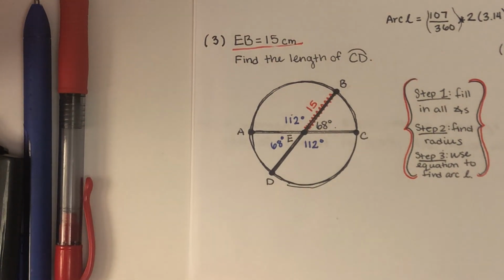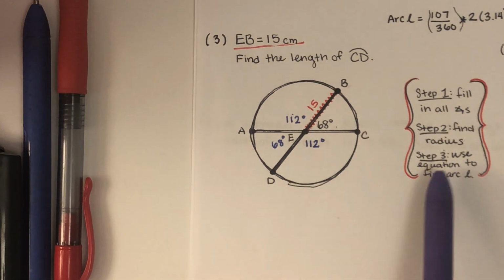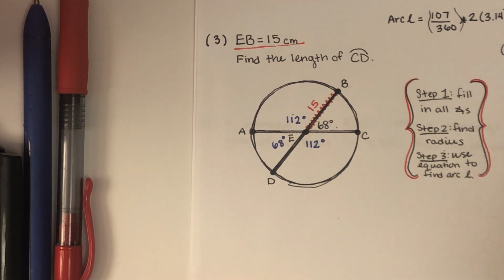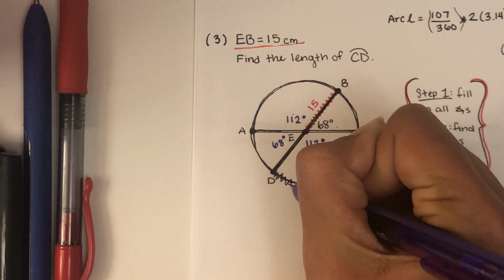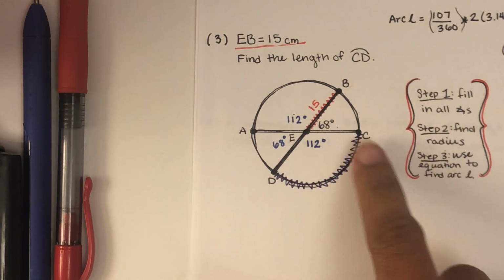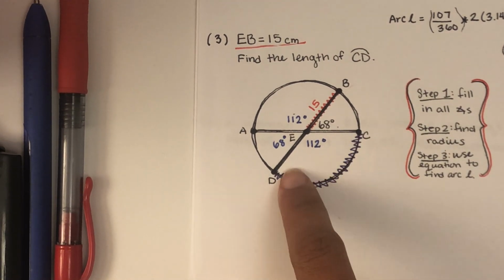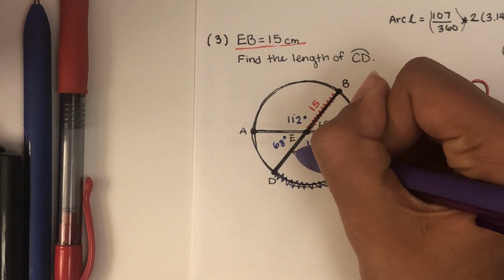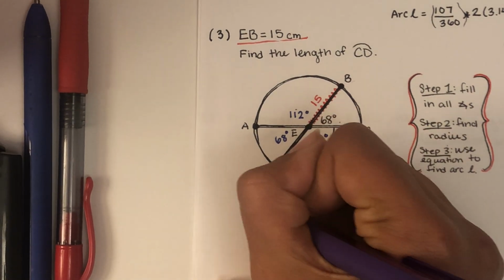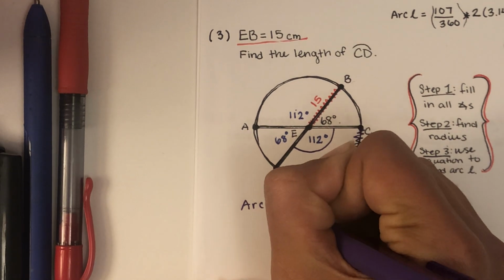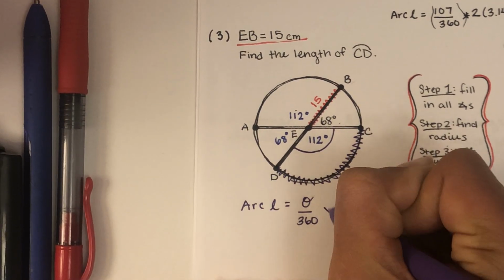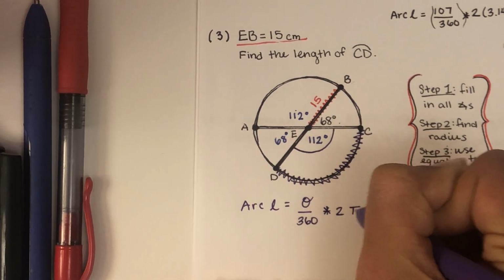The last piece of information we need to figure out is we have to use the equation to find the arc length. So let's figure out what CD is. This is CD right here. The angle inside that we are using is 112. Let's bring out that formula. Arc length is equal to theta over 360 times 2 pi r.